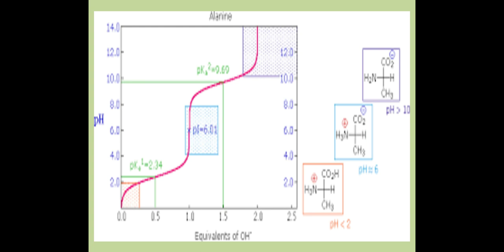At pH near about 6, the amino acid exists as a zwitter ion. Thus we see that the amino acid behaves as acidic or basic at different pH, and at pH 6 it exists as a zwitter ion.